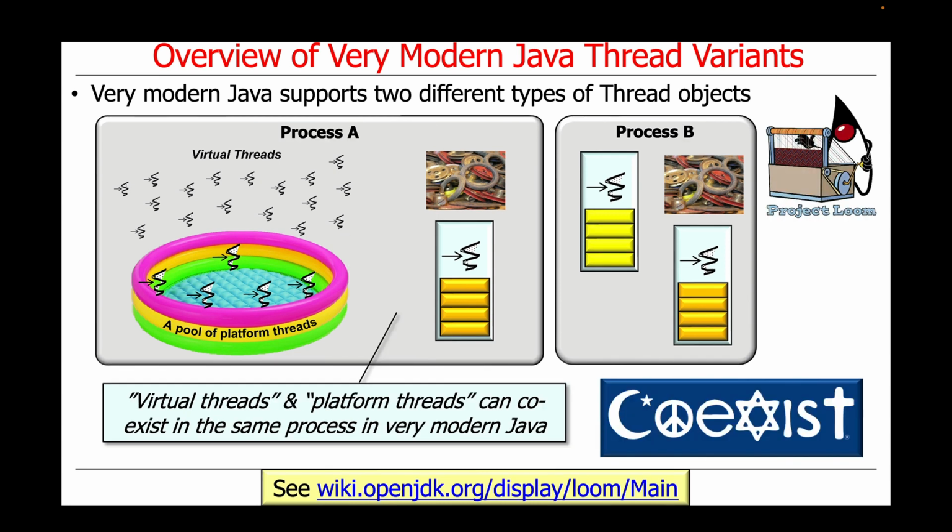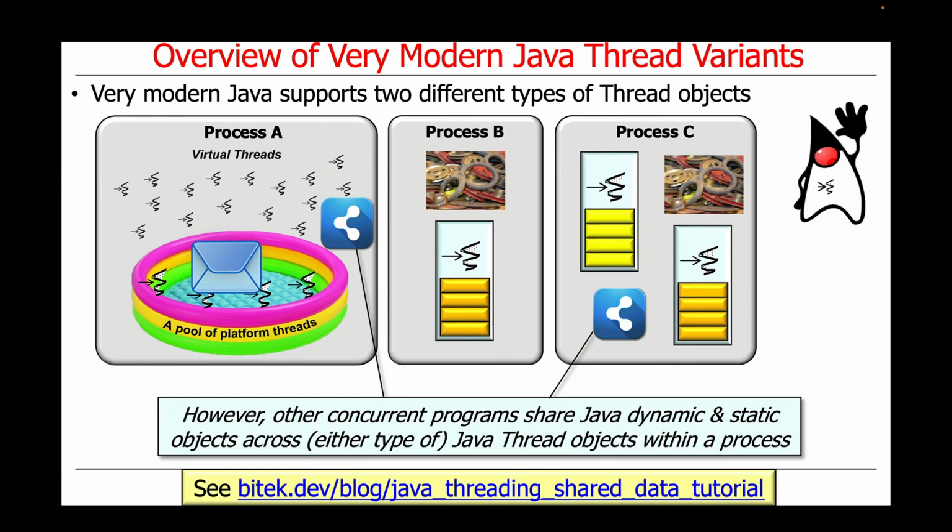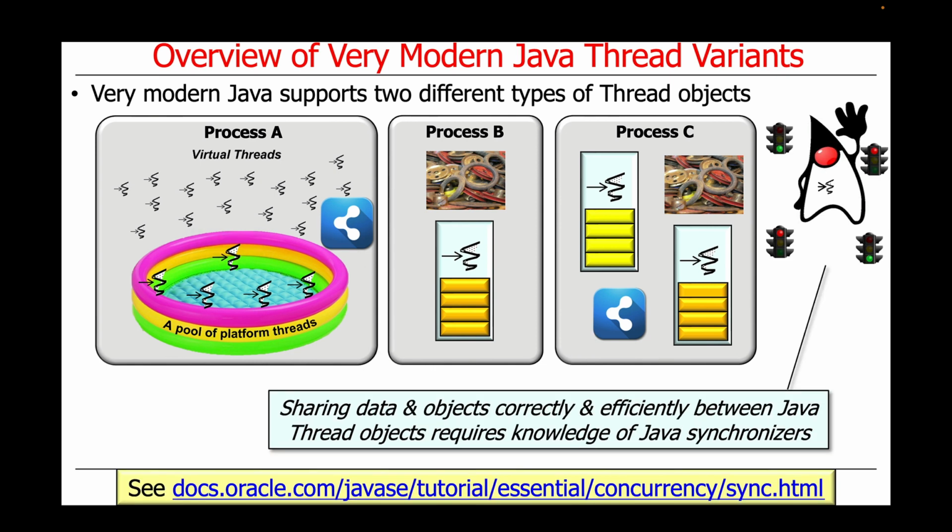We'll talk much more about virtual threads and platform threads later in upcoming lessons, but be aware that virtual threads and platform threads can coexist in the same process in very modern Java. Some concurrent programs are embarrassingly parallel. In other words, their threads have no dependencies on each other, and there's no need for them to communicate to share results between them. However, other concurrent programs share Java static and dynamic objects across either type of Java thread object, virtual thread, platform thread, and so on, within a process. Be aware that anytime you start sharing data or Java objects, you need to understand Java synchronizers in order to share these resources correctly and efficiently.